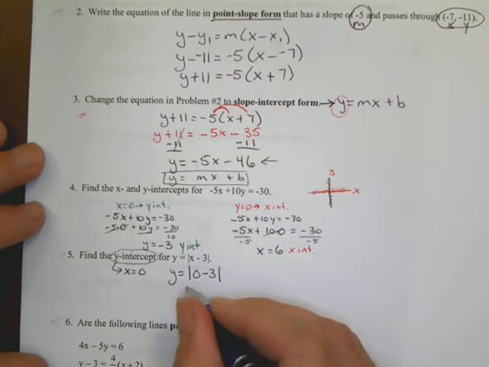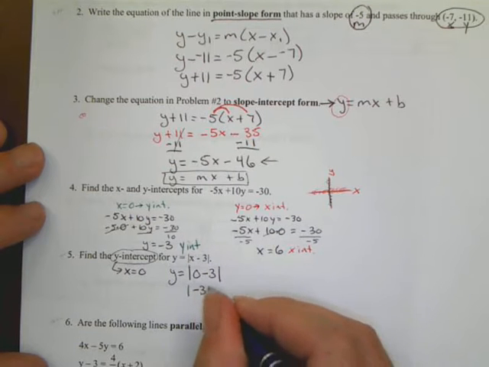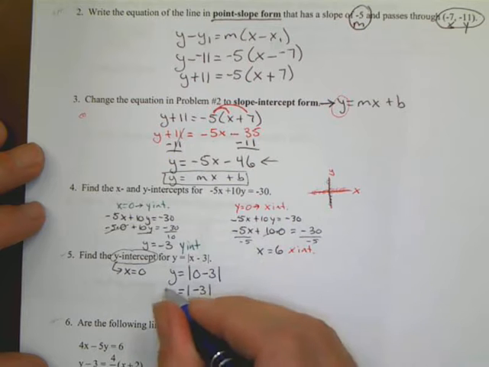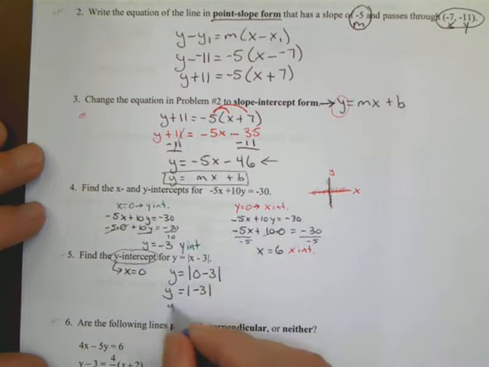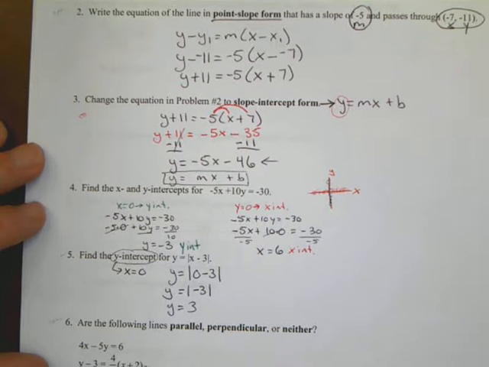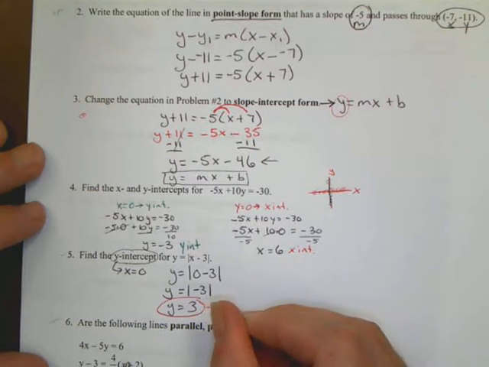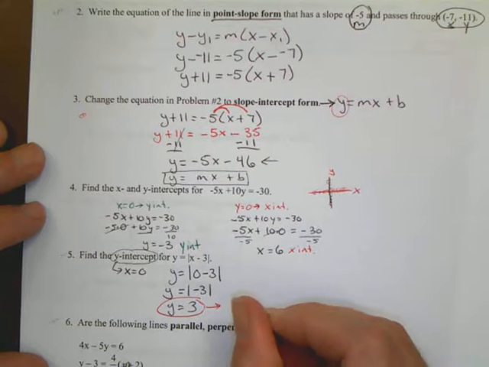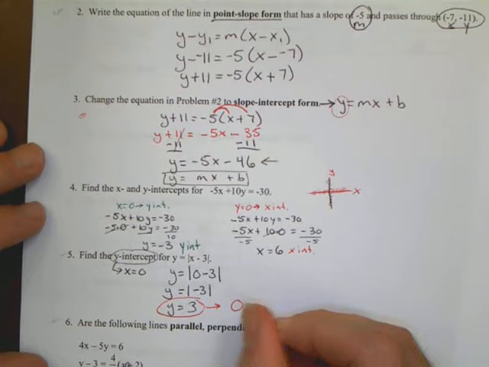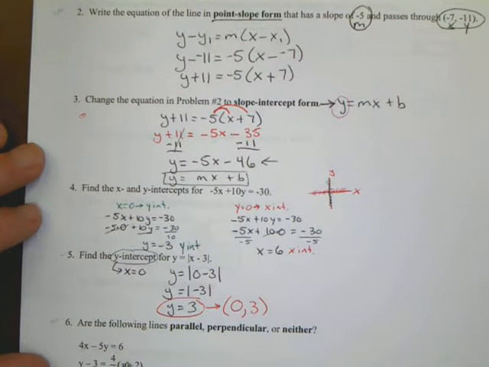0 minus 3 happens to be minus 3, but I'm still in the absolute value world, so I leave it there. Well, what is the absolute value of negative 3? It's 3. So my y-intercept is at y equals 3. If you want to write that as a point, you could. It might show up that way as well. So when x is equal to 0, y is equal to 3, and that is my y-intercept.